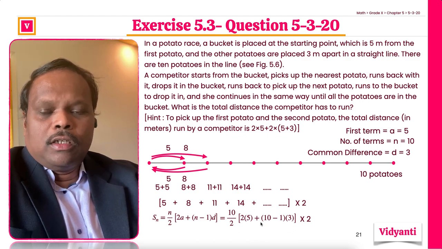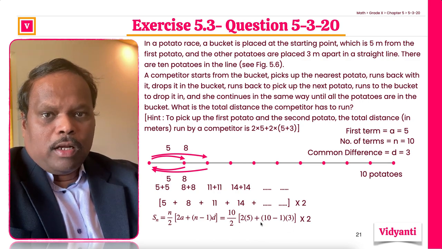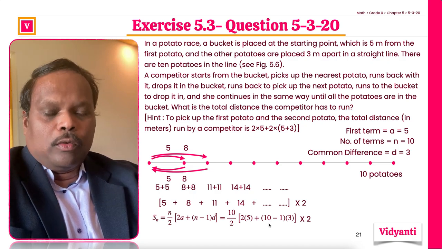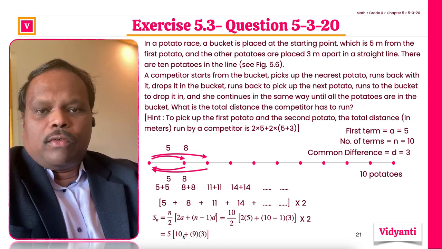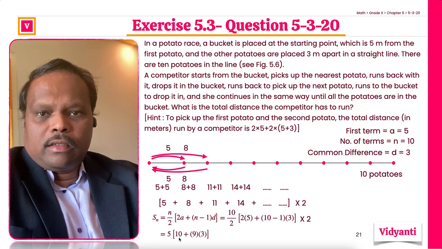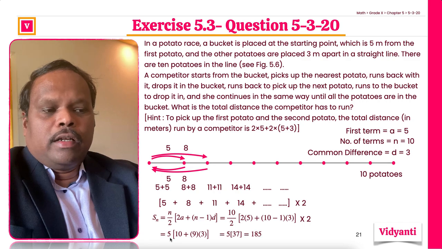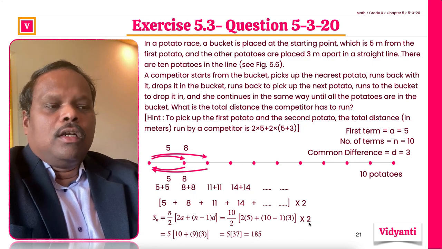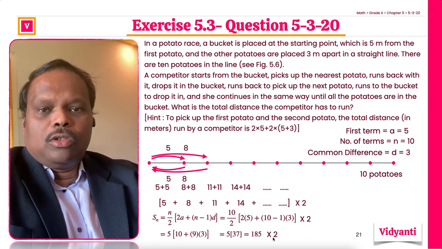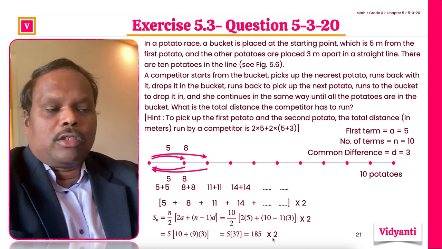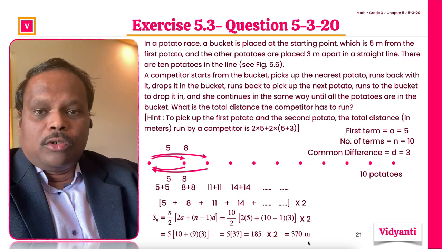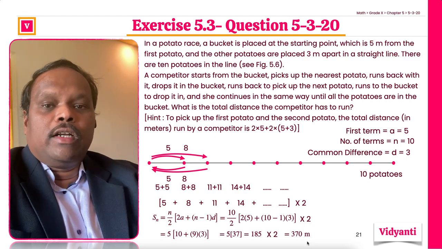So we'll first concentrate on the sum up to the nth term formula. And whatever answer we get, eventually we'll multiply by 2 because it's bidirectional. If you simplify this, 10 by 2 is 5, twice of 5 is 10, 10 minus 1 is 9, 9 times 3 is 27, plus 10, 37 times 5 is 185. But that's only the distance in one direction. So we will have to multiply that by 2 to consider the reverse direction also. The final answer will be 185 times 2, that would be 370 meters.